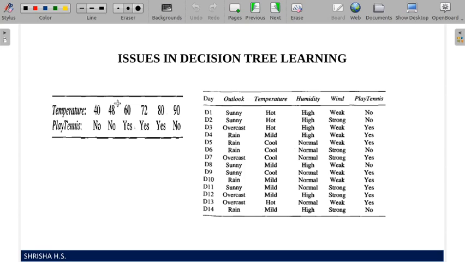Okay, so this is the example. We have continuous values for temperature, so we make intervals of numbers, and for each of those intervals we can assign hot, mild and cool. So this is an example, and this is the second point: how to deal with continuous valued attributes in decision tree learning.